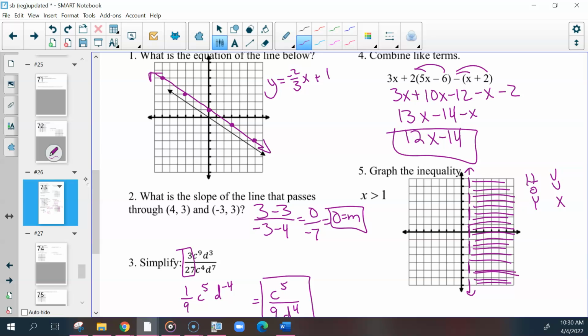And the last one was going back to your inequalities. We were given x is greater than 1. So if you remember, x is a vertical line. This does not have the line underneath it, or the equal to underneath it, so this would be a dashed line. And then everything greater than 1 would be everything to the right, so this would be shaded to the right.